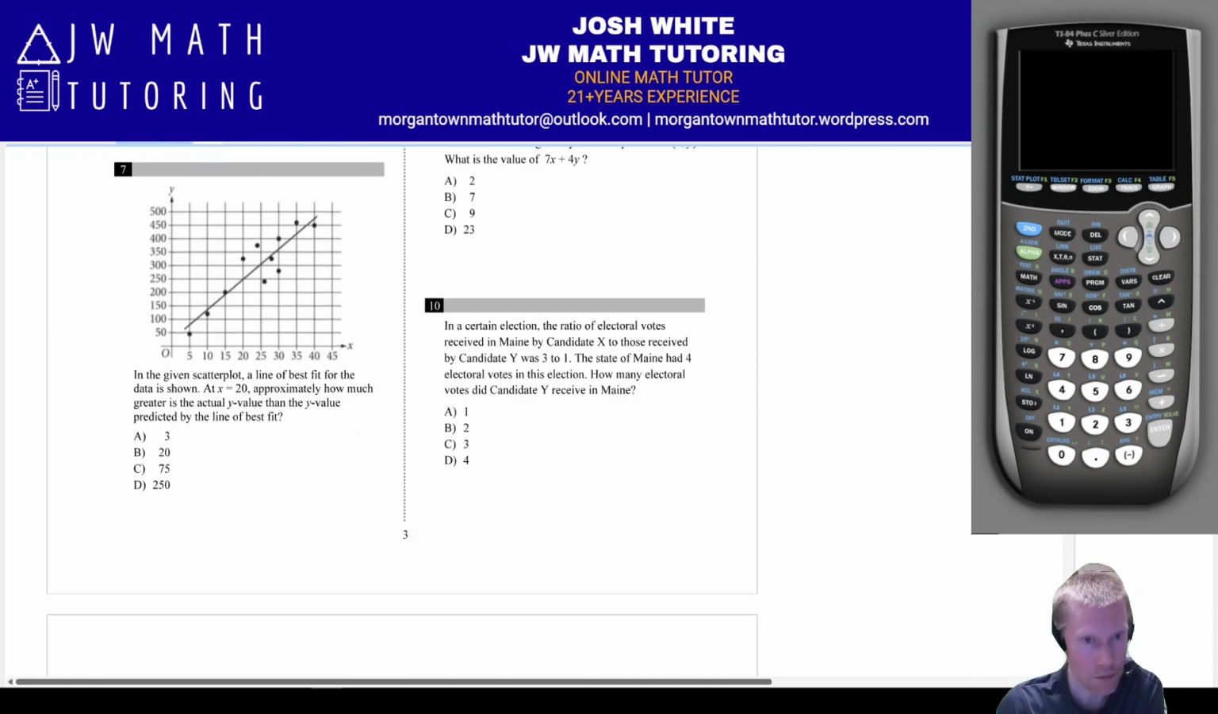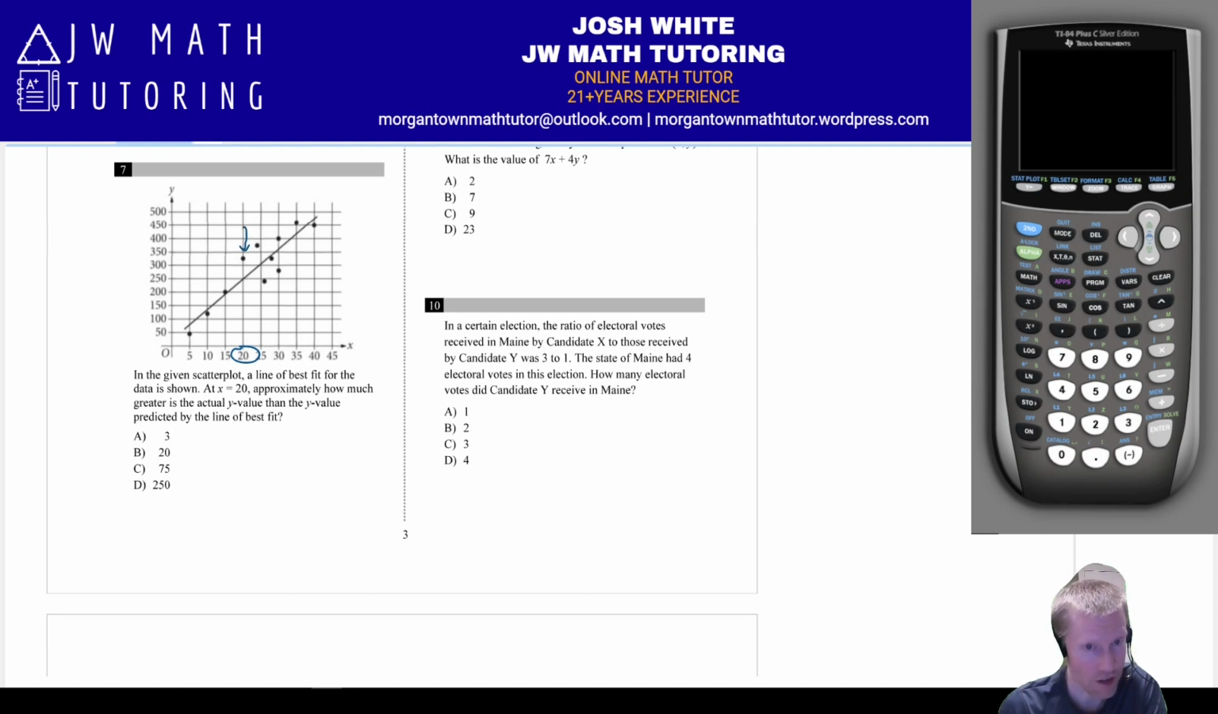All right, question number 7. Here we have another graph with a scatter plot where you have your predicted values on the line of best fit, and you have your actual values. And so they want to know, okay, when x is 20, how much greater is the actual than the predicted? So here, where x is 20, the actual is the point value.